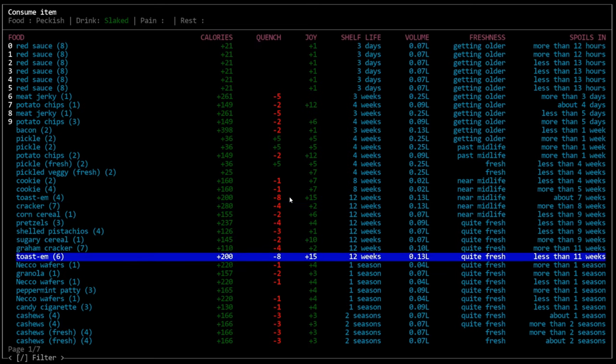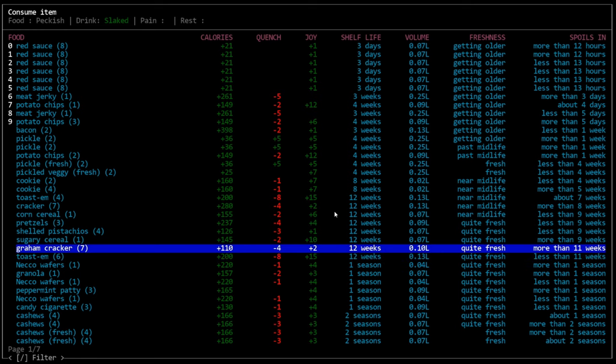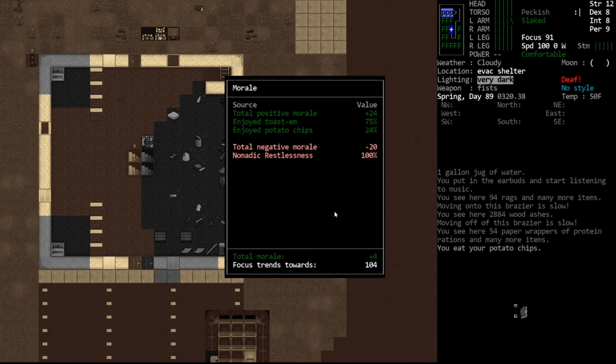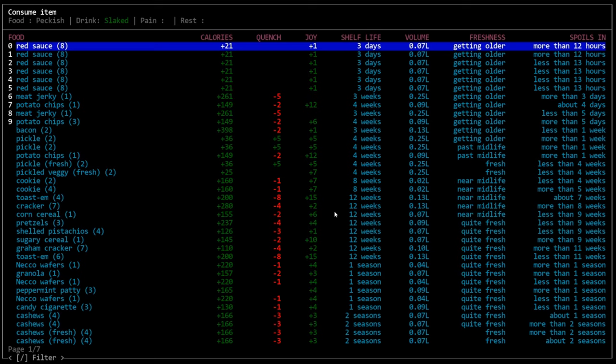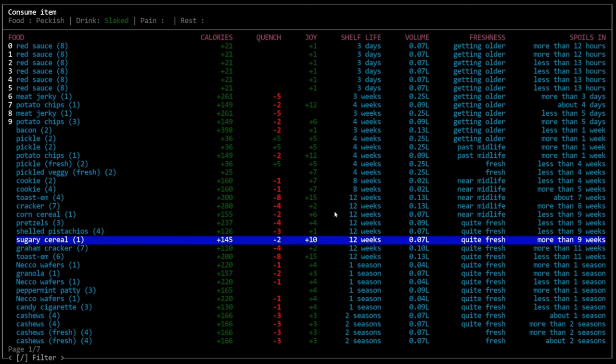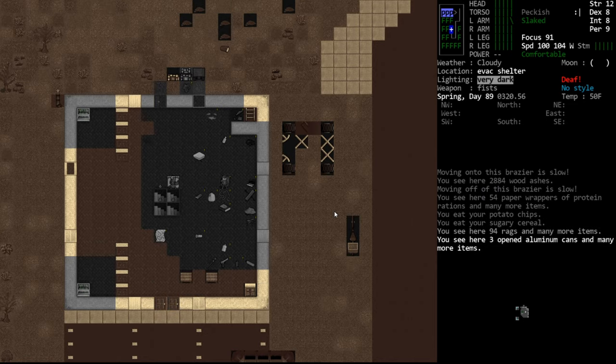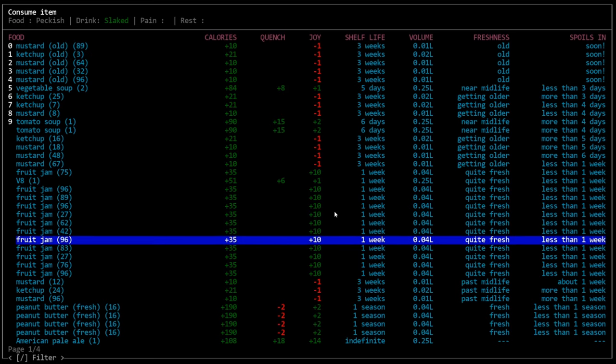We already had some Toastums. It looks like the negative morale stacking's not working. Because when you eat Toastums, I believe we ate from this pile, it's supposed to reduce their joy. It doesn't seem to be doing that. So go ahead and eat some potato chips. Was it Toastums? Yeah, we did eat Toastums. And we'll have one more thing, some sugary cereal, and then we'll throw a swig of beer in us.